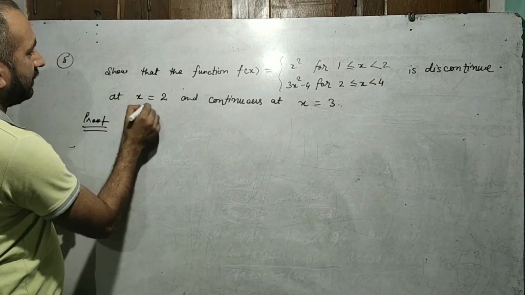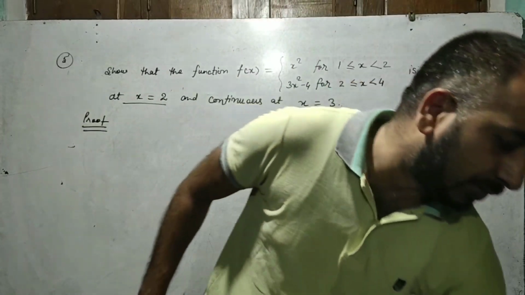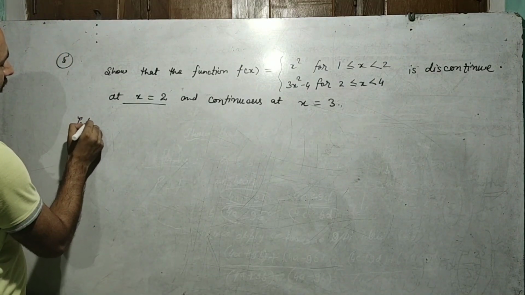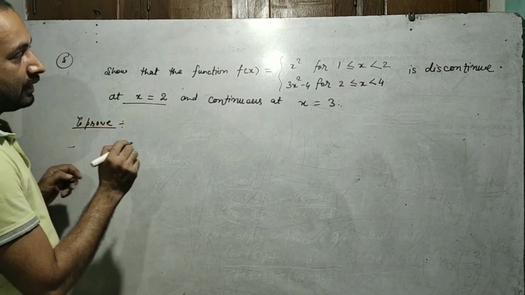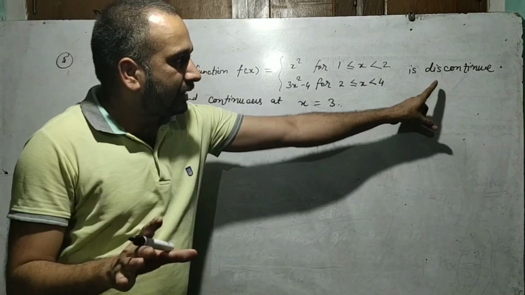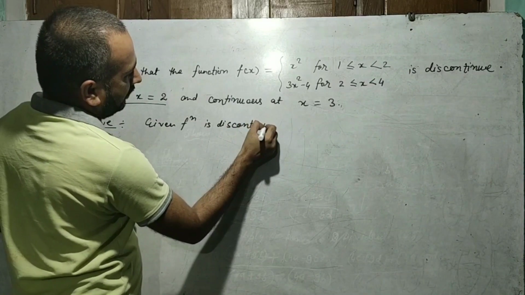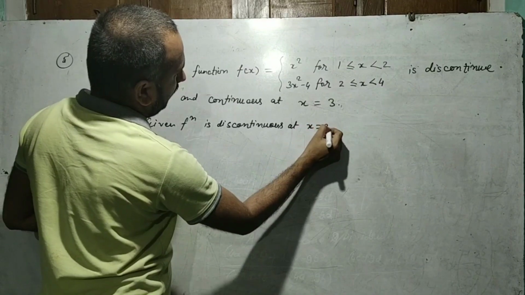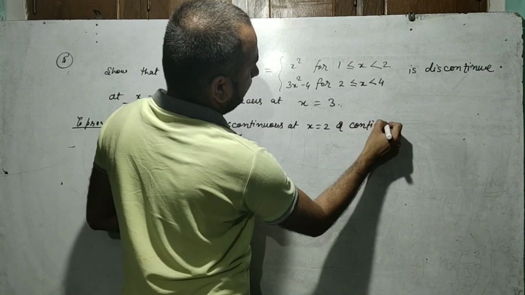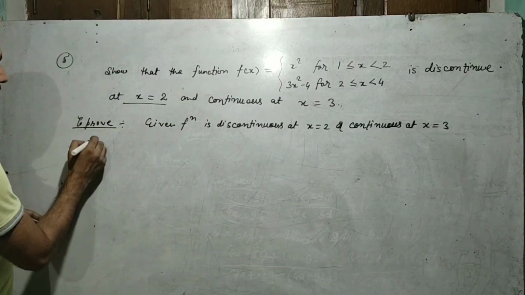At first, what we have to prove here: the given function is discontinuous at x = 2, and continuous at x = 3. So I will prove this here. Okay, so now ready for the proof.